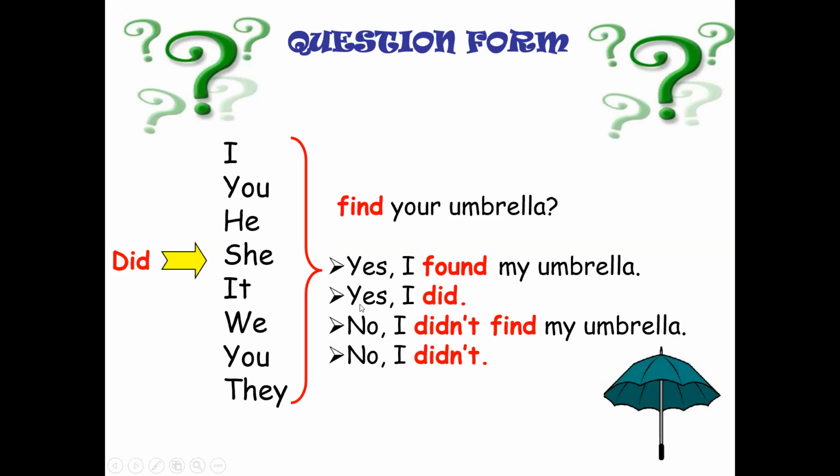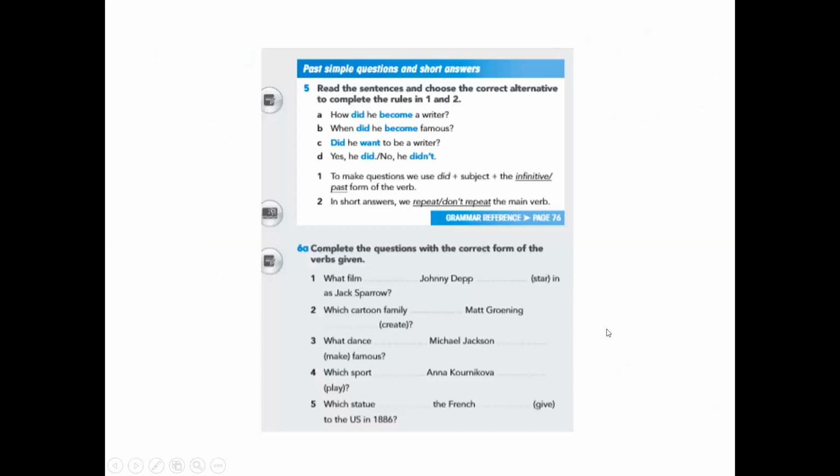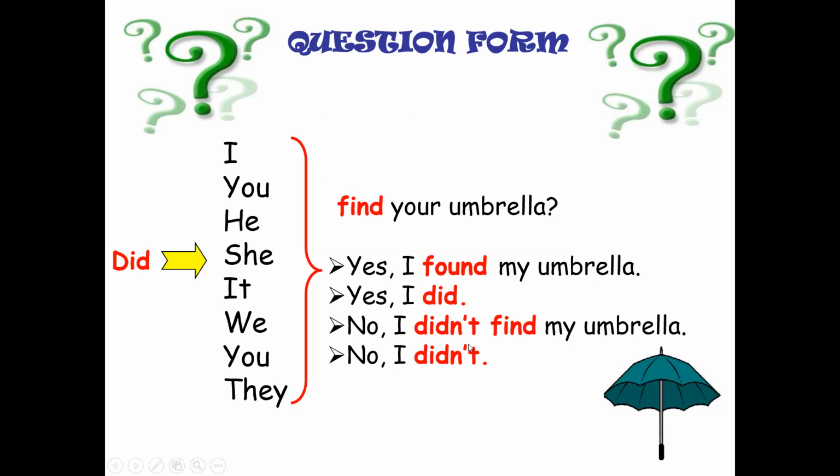The answers can be a short answer. Yes, I did. No, I didn't. Yes, she did. No, she didn't. Or being long answer with verb two. Yes, I found my umbrella. Yes, they found their umbrella. No, I didn't find my umbrella. No, they didn't find my umbrella.